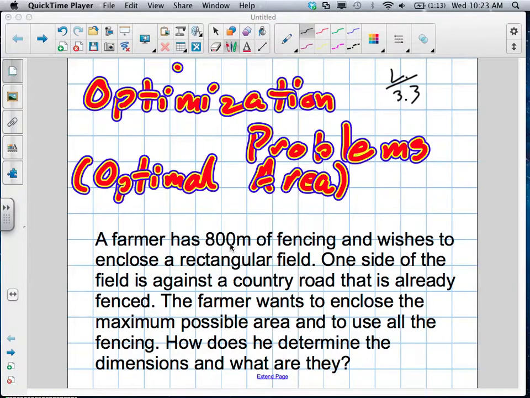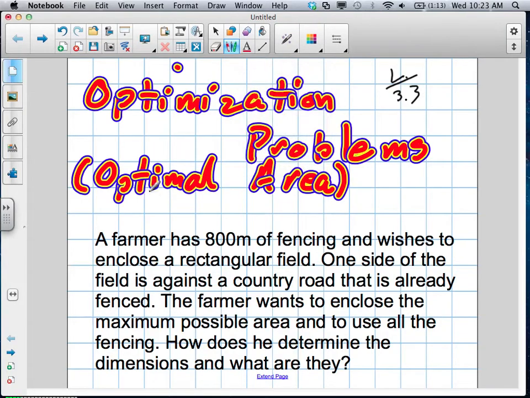Okay, so we're going to go over optimization problems. The first one we're going to go over is optimal area. Okay, so we've been given this question.